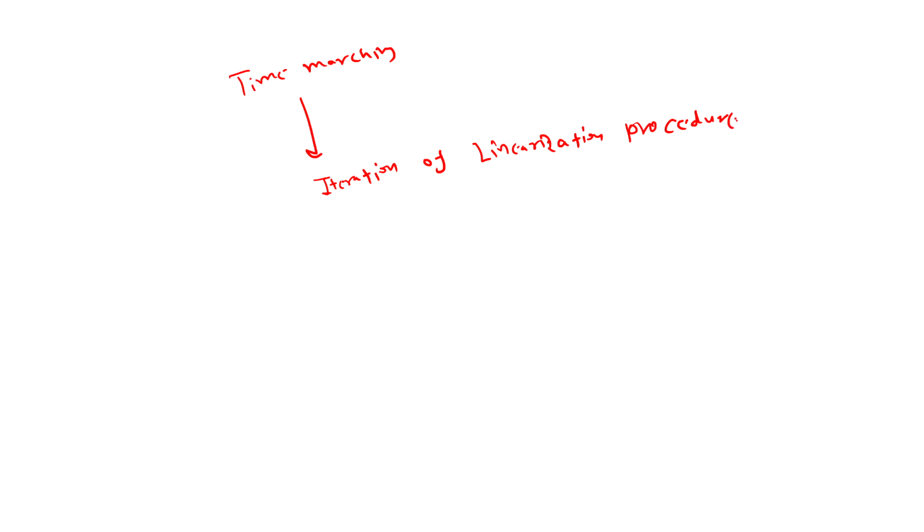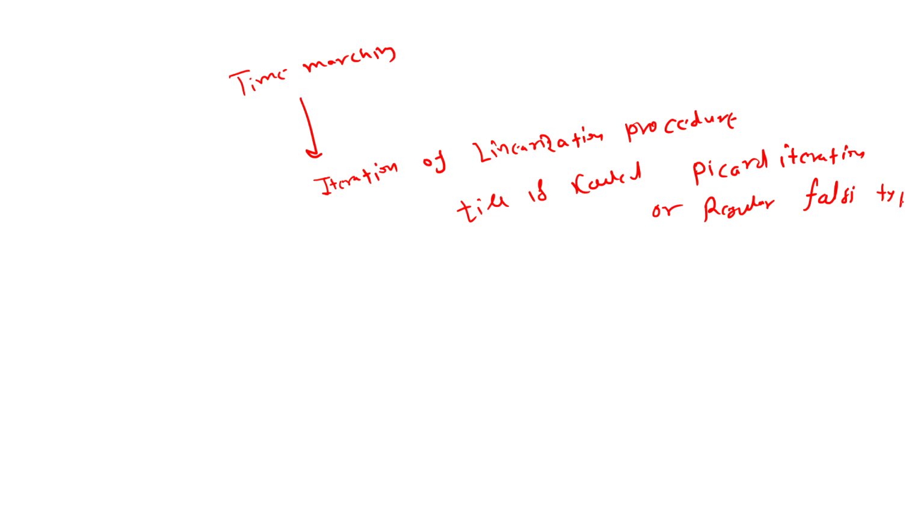So what essentially we are doing here, we are marching in time. Within time marching we are having iterations of linearization procedure. This is called Picard iteration type of approach or regular falsi type of approach.